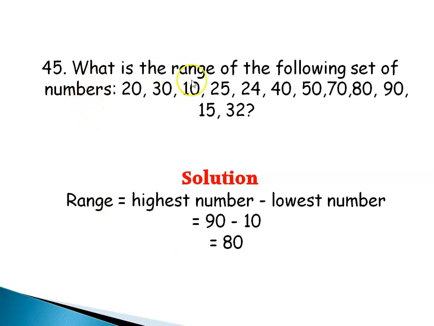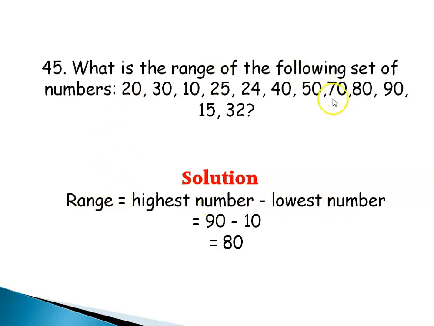Question 45. What is the range of the following sets of numbers? You have 20, 30, 10, 25, 24, 40, 50, 70, 80, 90, 15, 32. Okay, first of all, we need to know what a range is. Range is the difference between the highest number and the lowest number. So, highest number minus lowest number is our range.